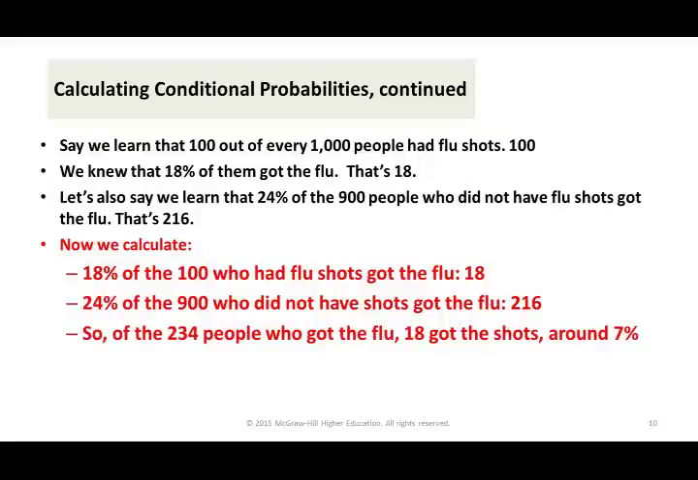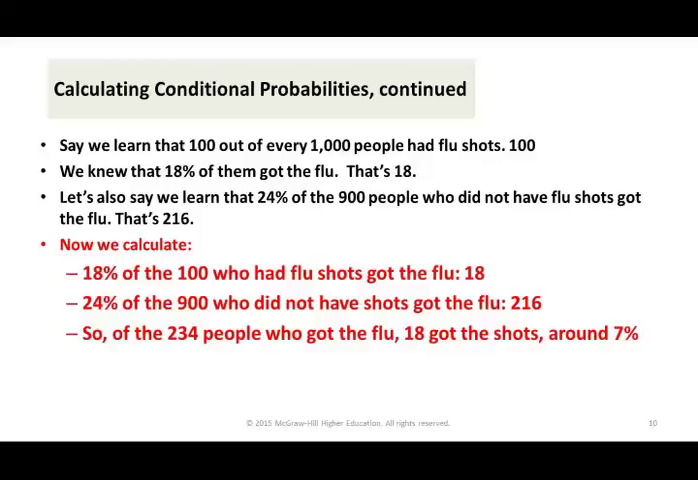Conditional probabilities continued. So let's say we learn that 100 out of every 1,000 people had flu shots. Okay? So the number we're working with here is 100 out of 1,000 got a flu shot. Now keep 1,000 in mind because that's going to be a good round number for us to work with. That's why we use 1,000 here, because it's easy to round up and down. So if out of every 1,000, 100 get a flu shot, that's basically what percentage of the people overall? It's 10%.